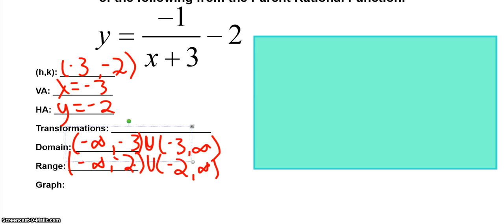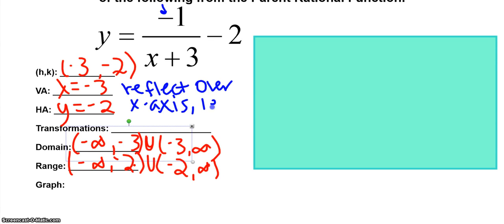Okay, now let's look at our transformations. So this one, the first thing I want to look at is this negative right here. The negative is going to reflect it over the x-axis. That's the first thing. Alright, I still have a 1, so I'm not stretching or compressing. Now let's look at the h. I have plus 3, so instead of moving to the right, which is what you think, I'm going to move to the left. So I'm moving left 3, and then add -2 on the outside, so it's exactly what you think. So down 2.